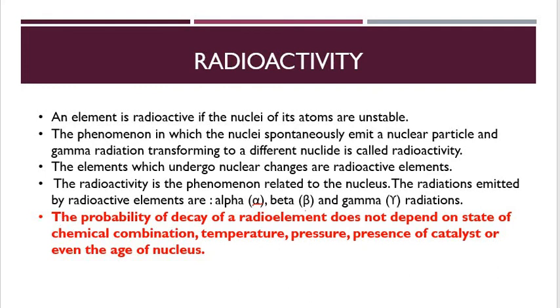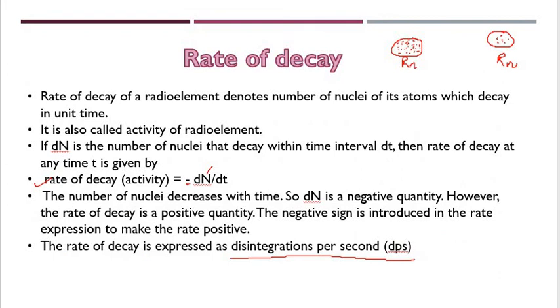Now, rate of decay. The rate of decay of a radioactive element denotes the number of nuclei of its atoms which decay in unit time. If dN is the number of nuclei and these are decaying in time interval dt, then the rate of decay or activity I can give by the expression minus dN upon dt.